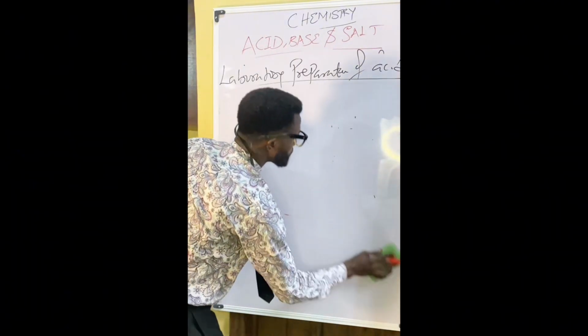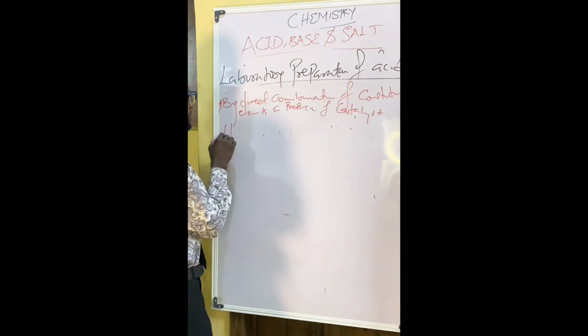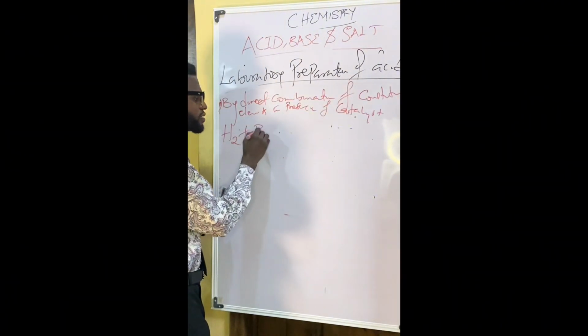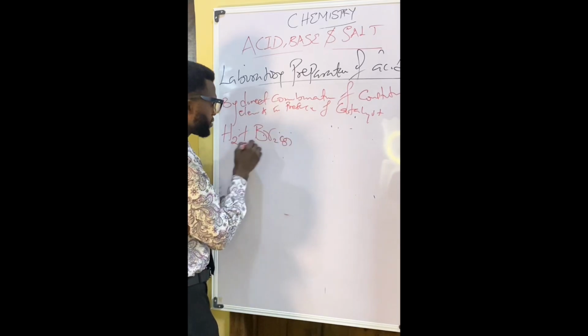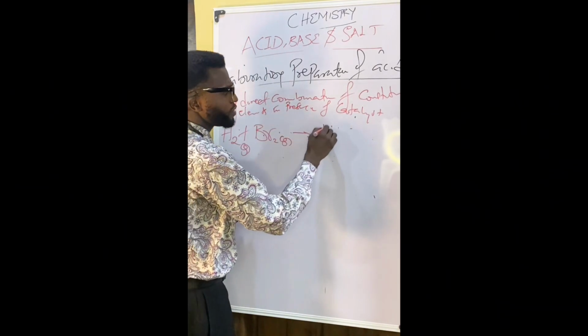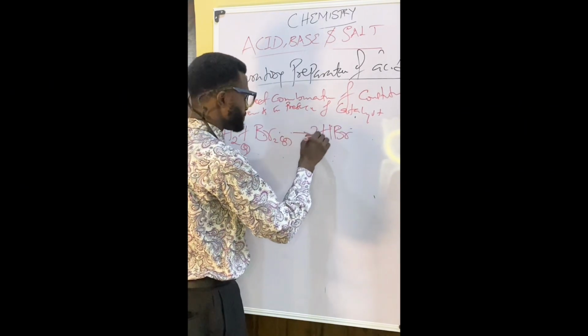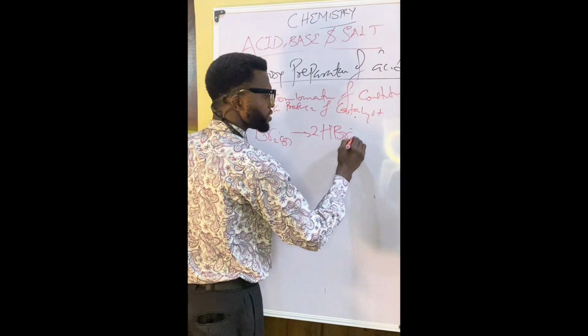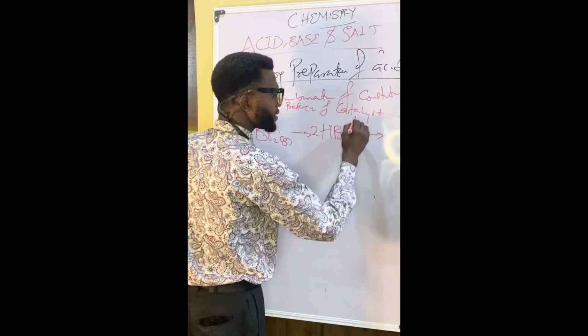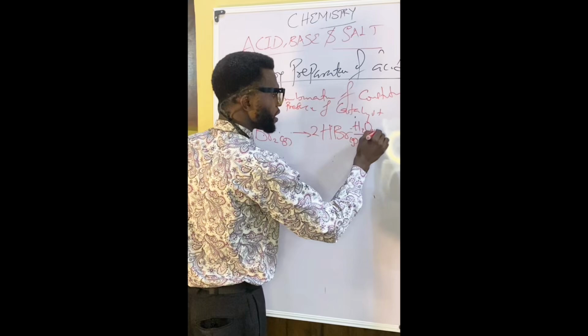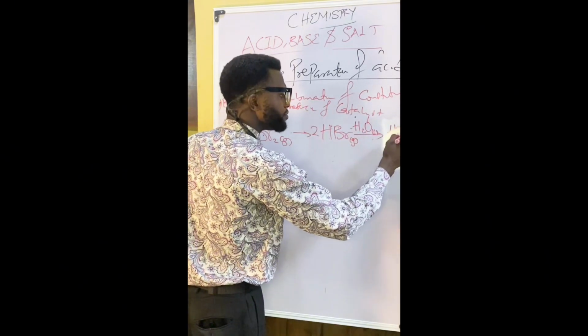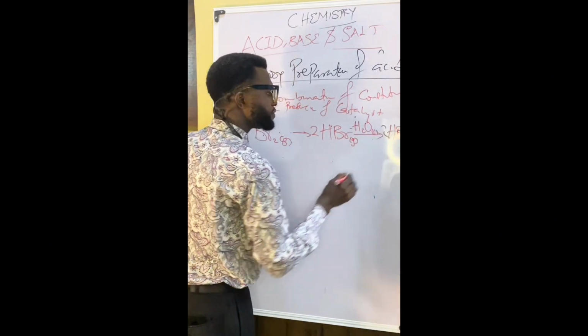So another example is hydrogen gas and bromine vapor to give you hydrogen bromide gas, which dissolves in water to give hydrobromic acid.